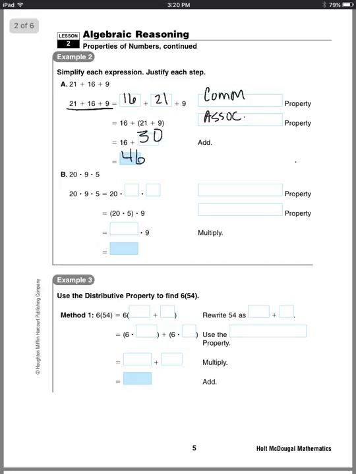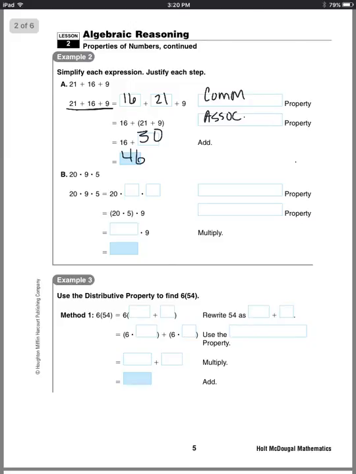So the next problem says 20 times 9 times 5. Well, if I know my multiplication facts decently, I know that any number times 5 is pretty easy to figure out. And if I can try to make my ones place a 0, it's going to help out a lot. 20 times 9, I could figure that out and know it's 180, but 20 times 5 is 100, because 2 times 5 is 10, and we add a 0.